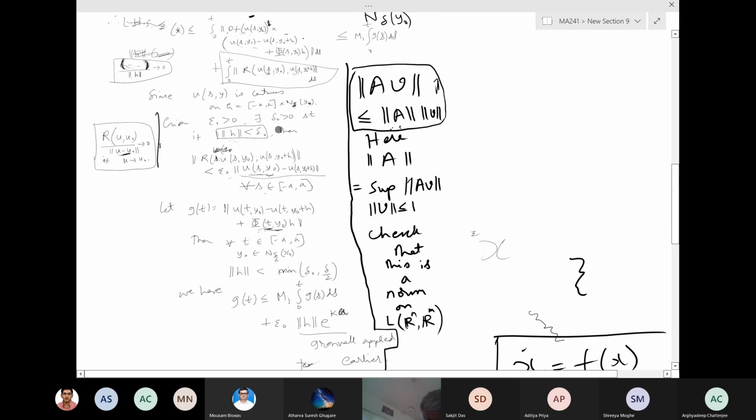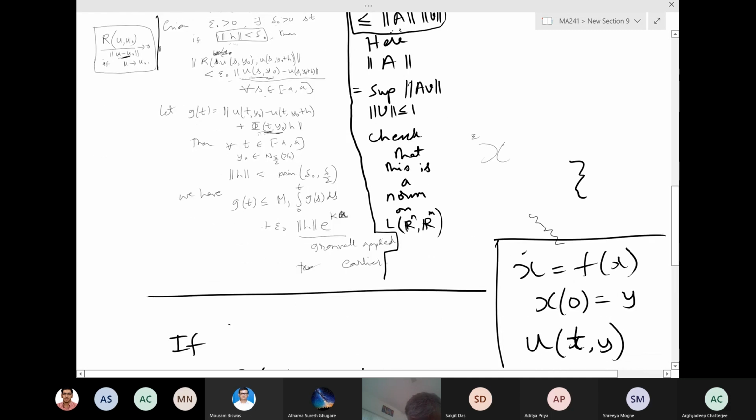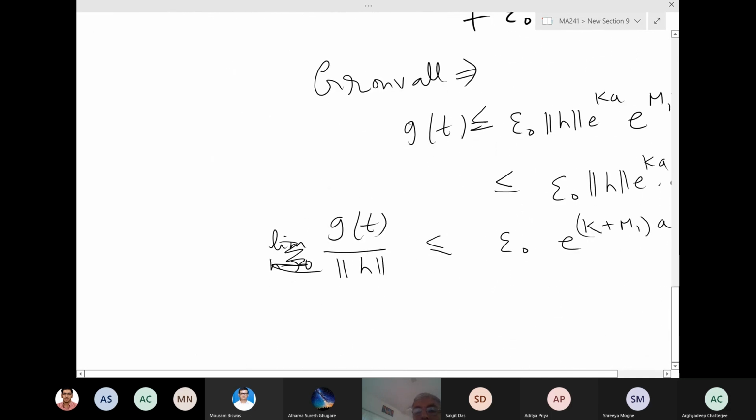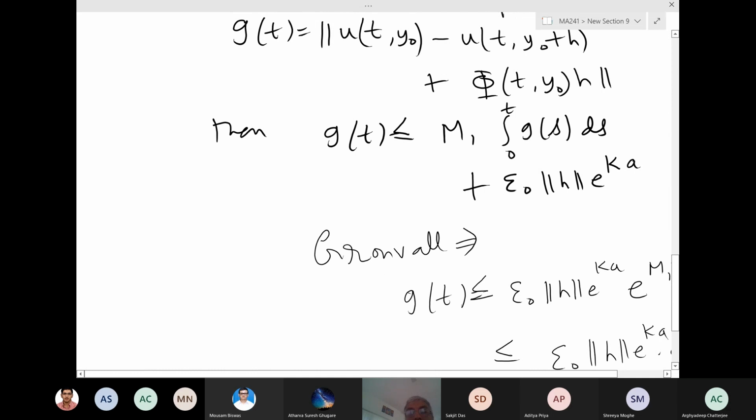Given epsilon naught greater than 0, there exists delta such that if this. So basically, we used it in estimating the remainder term here. The remainder term had to be of a certain form. And then we were able to finally get that this is less than or equal to epsilon naught times some constant. So therefore, the limit of g of t divided by norm h, as h goes to 0, is equal to 0. Okay.